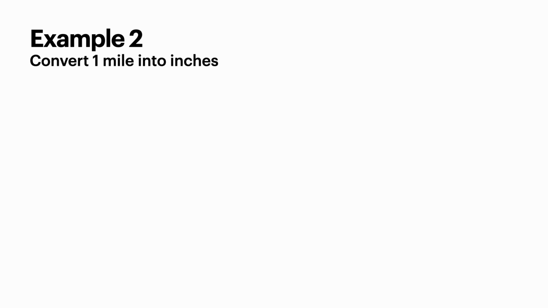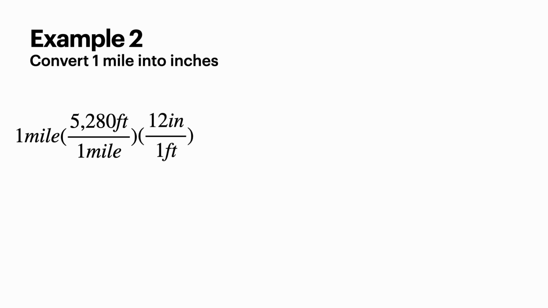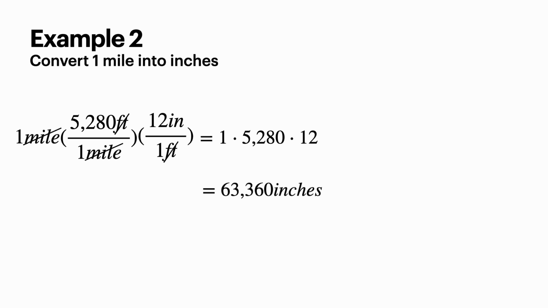Let's try converting 1 mile into how many inches? So we start with the unit that we're asked. So we start with mile. We'll convert it to the next smallest one, 5,280 feet. And we're in feet, so we convert to the next smallest, which is inches. 12 inches is a foot. We cancel what we can, so miles over miles, feet over feet, we're left with inches. And so we have 1 times 5,280 times 12. 63,360 inches.